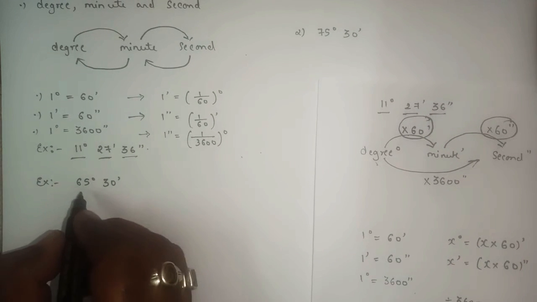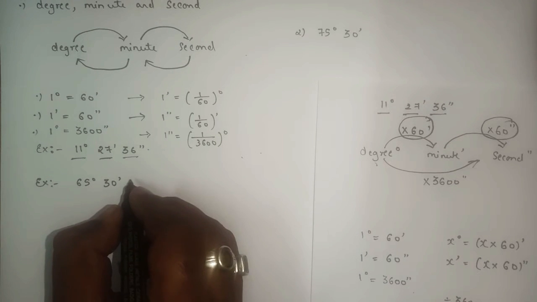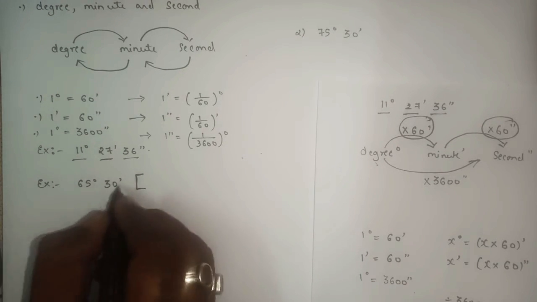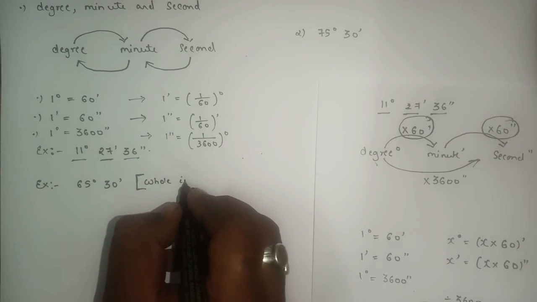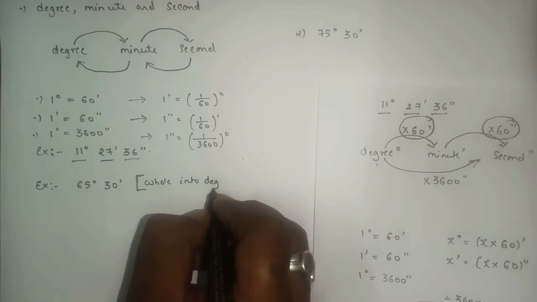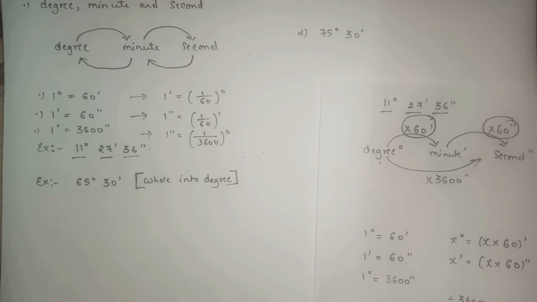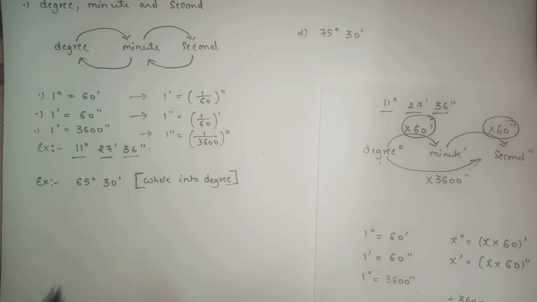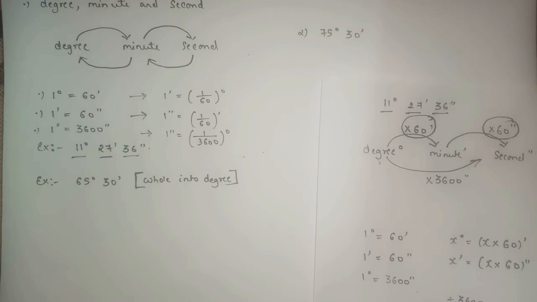So here we have one example, that is 65 degree and 30 minute. Now here we have to convert this whole thing into degree. So now we'll see, if you come across a sum like this, with degree and minute, and the question says that you have to convert this whole thing into degree, so simply what you have to do, listen here.